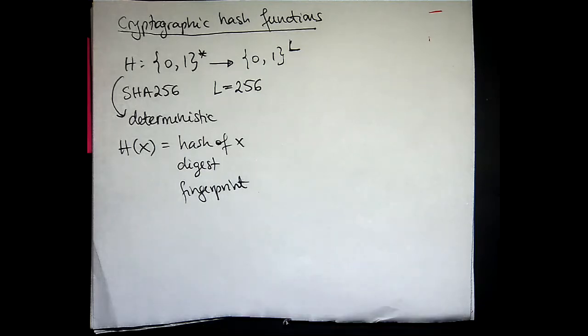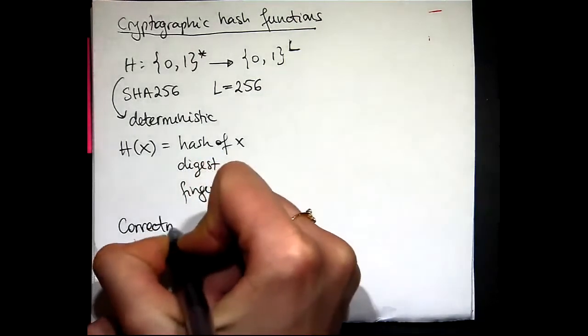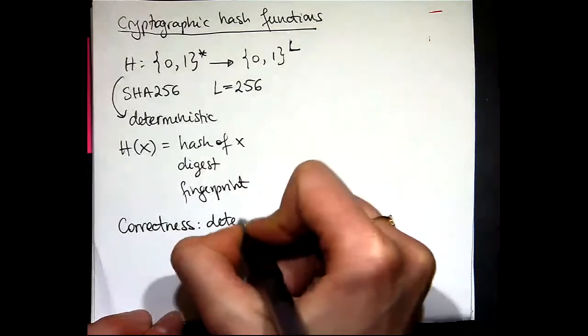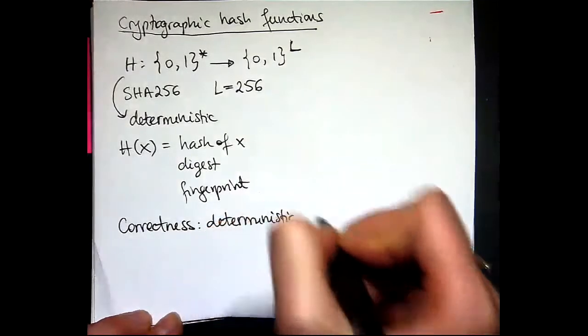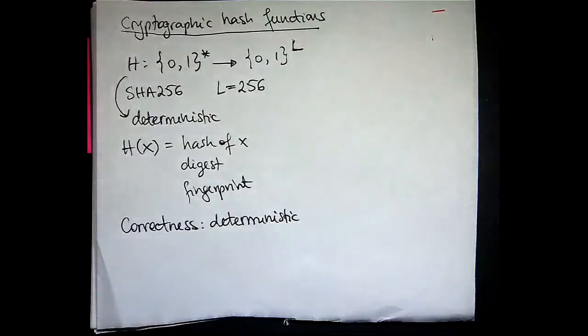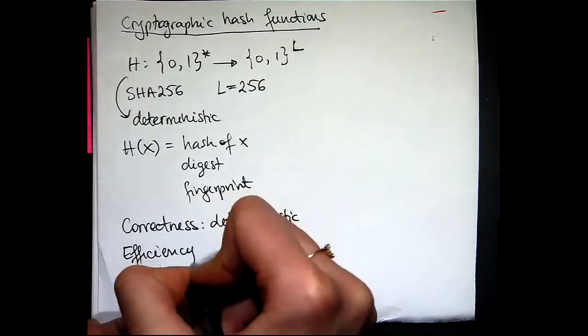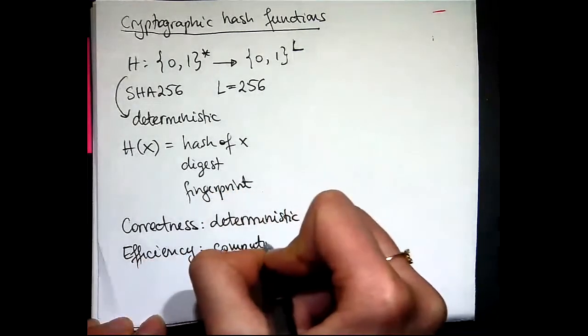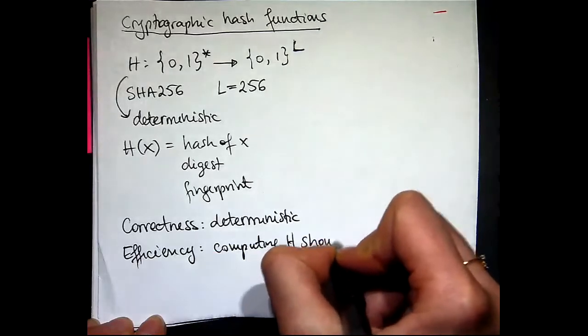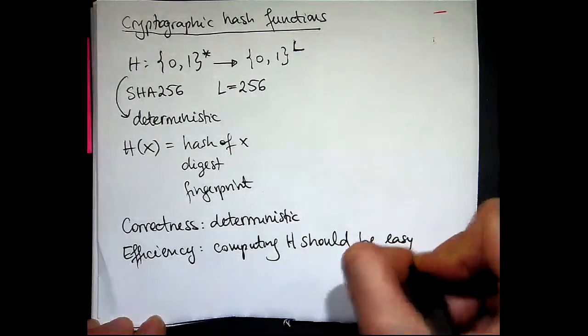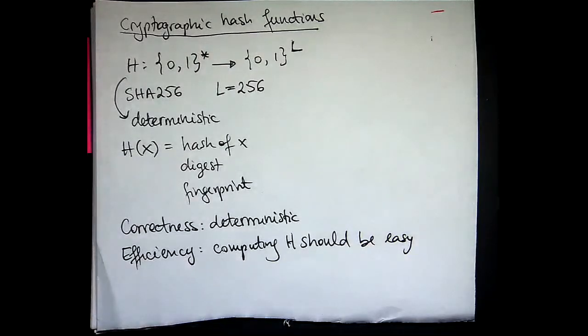Okay, so like any other cryptographic scheme, it has properties such as correctness and security, and of course efficiency in terms of being able to actually compute it. So in terms of correctness, all that you need from a hash function is to be deterministic. So whenever you plug in X to H, you always get the same answer back. When it comes to efficiency, well, computing H should be easy. Should be easy, and by easy we mean polynomial time, but in practice, ideally, it should actually be fast to compute a hash function.